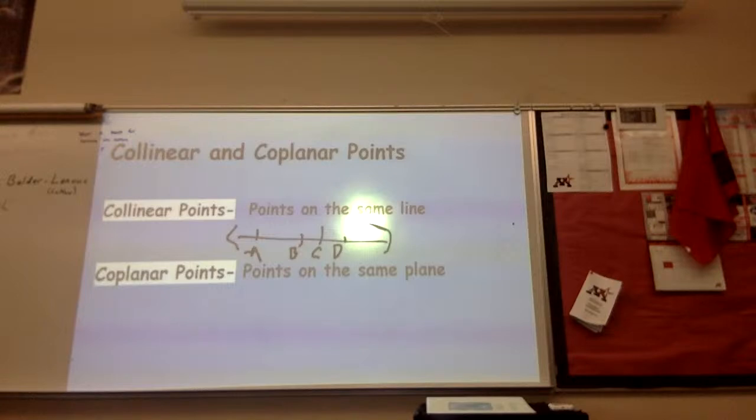Coplanar are points on the same plane. So what that means is if I'm giving you a plane and there's a bunch of points on this plane, all these points are going to be coplanar points. Okay, and you can label all of them, so like S, T, U, V, W, if you want. So those are all coplanar points. Questions on those two terms right there?